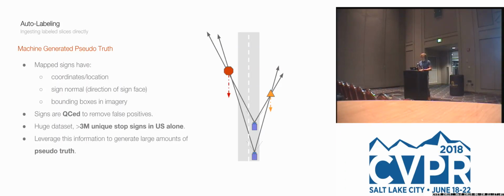So again, let's start from the point where we've found all of these signs. These signs have 3D locations, they have normals, they have bounding boxes in some cases. They've been QC'd by humans in some cases who've looked at it and said, yay, this is the thing we care about. Doing this at a large scale gives you a ton of data.